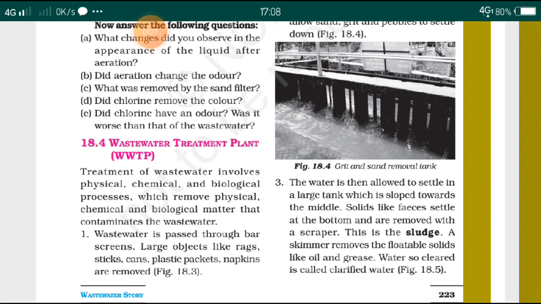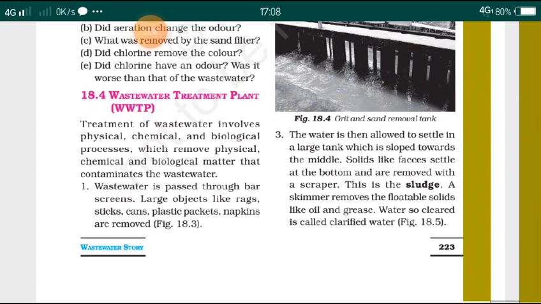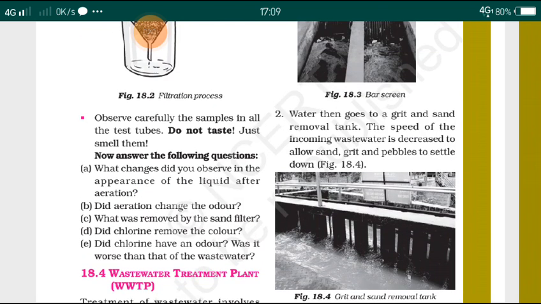Third, the water is allowed to settle in a large tank which is sloped towards the middle. Solids like feces settle at the bottom and are removed with a scraper. This is the sludge. A skimmer removes the floatable solids like oil and grease. Water so cleared is called clarified water. Figure 18.5.